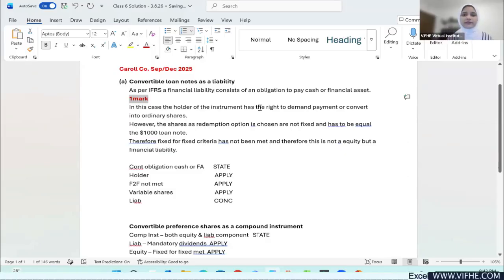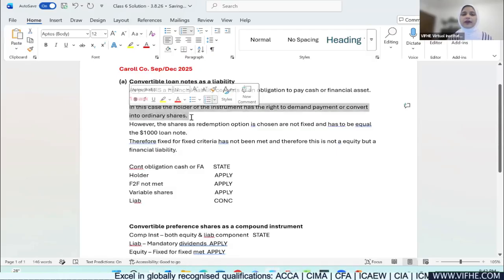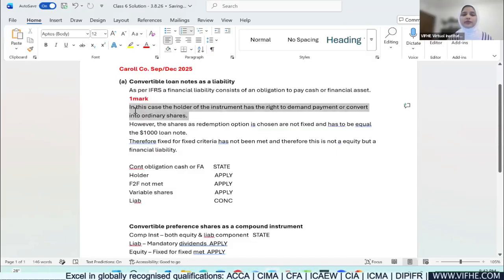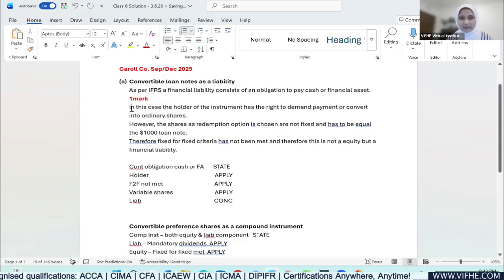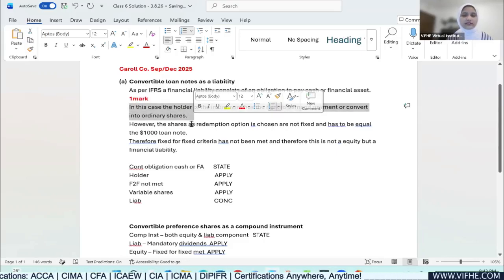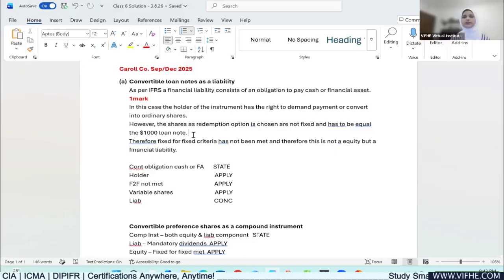For a liability, the definition, what it is, it's a full 1 point. Then I'm applying to the scenario. Okay. In this case, the holder of the instrument has the right to demand payment or convert into ordinary shares. I doubt that the marker will be able to give me a mark because if you see, I'm not able to add anything new here. It's pretty much a point pulled from scenario, which helps me do the application. But independently, this sentence is not something revealing, or worthy of attracting 1 mark.